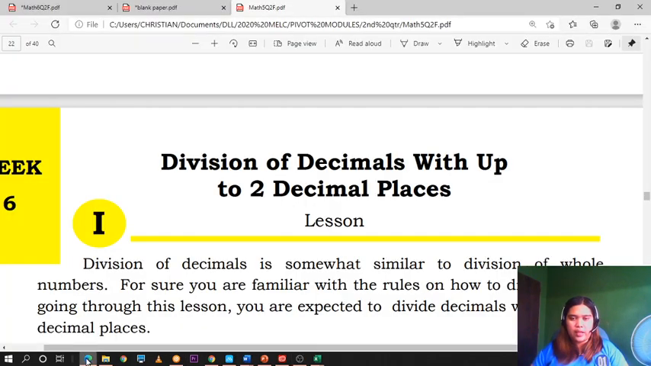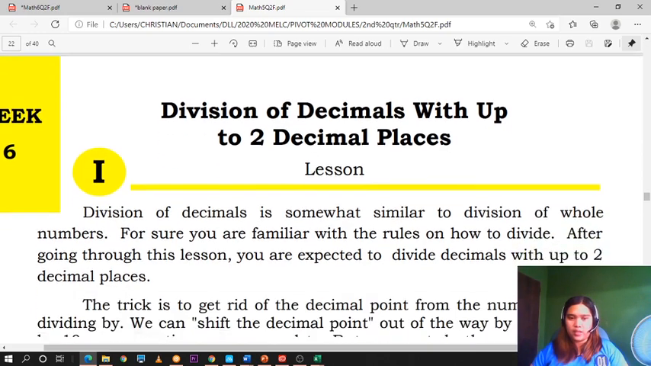So para po sa ating Math 5, ang i-discuss po natin ay division of decimals with up to 2 decimal places and division of decimals with whole numbers. So let's start with the first lesson. So division of decimals is somewhat familiar to division of whole numbers. For sure, you are familiar with the rules on how to divide. After going through this lesson, you are expected to divide decimals with up to 2 decimal places.